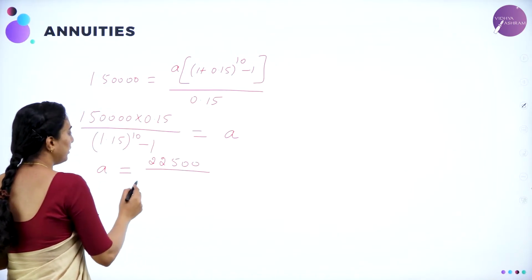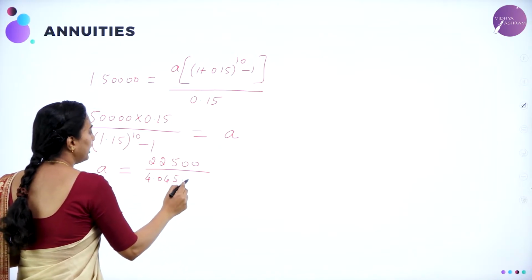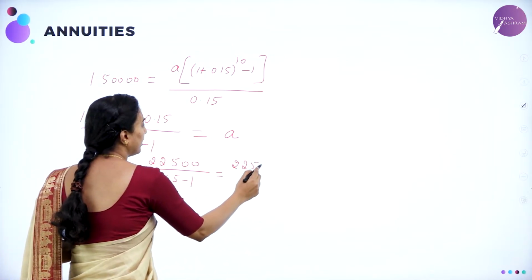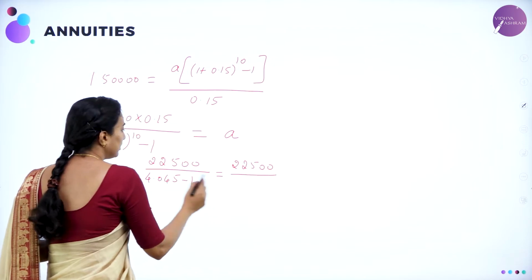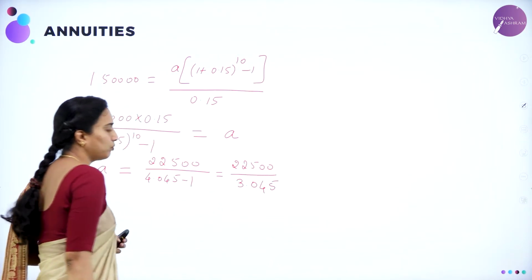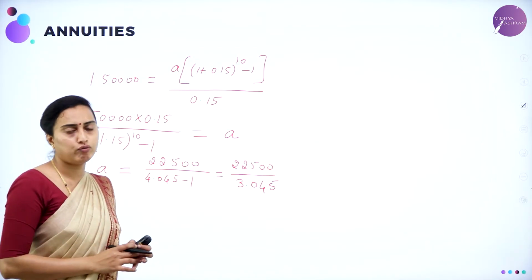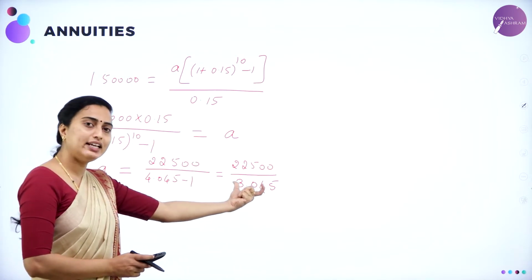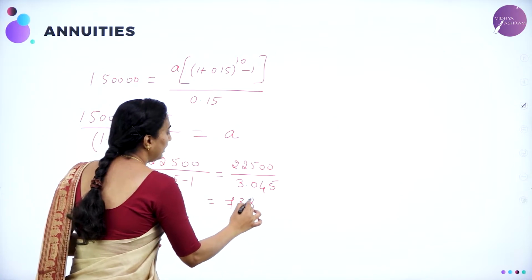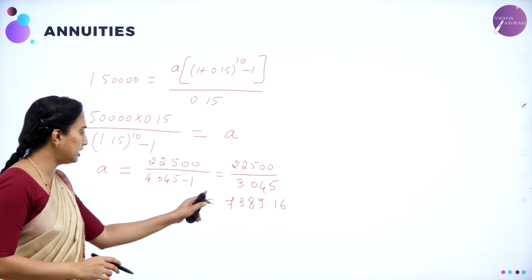Divided by, this will be equal to 4.045 minus 1, which will be equal to 22,500 divided by 3.045. If you minus 1 from 4.045, you are going to get 3.045. So after calculating this, you are going to get 7389.16.